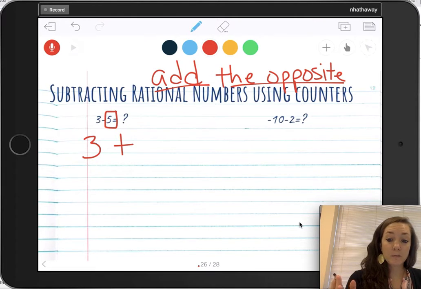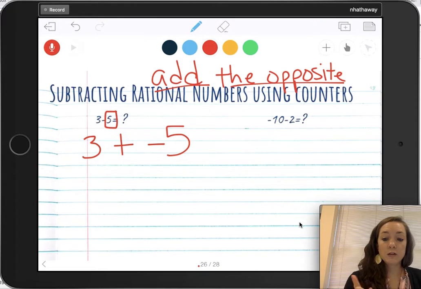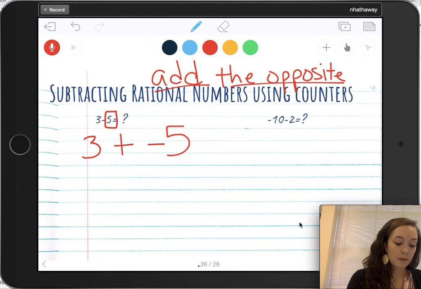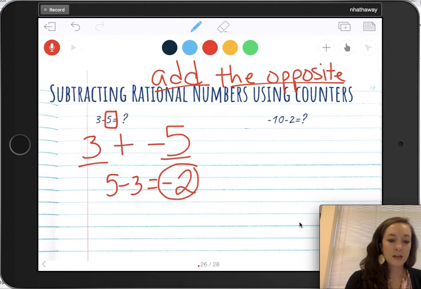What's the opposite of positive 5? Negative 5. 3 plus negative 5. Same sign or different sign? Different. So I'm going to subtract 5 minus 3 to give me 2. Which number is further from 0? 3 or negative 5? Negative 5. So my answer is negative because negative 5 is further from 0.